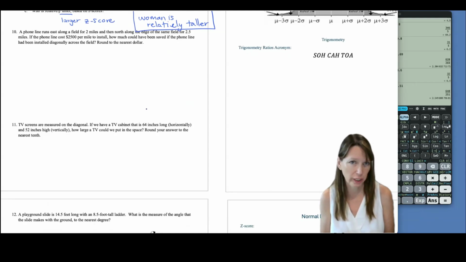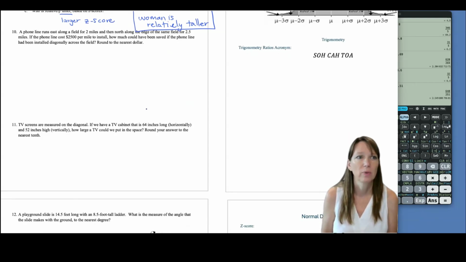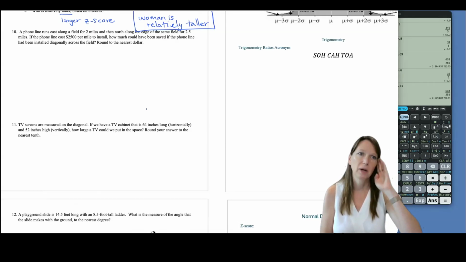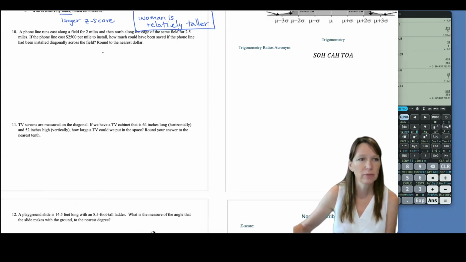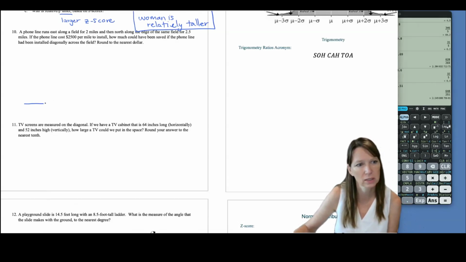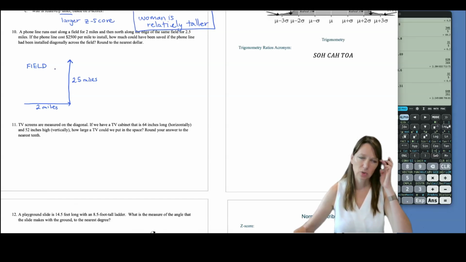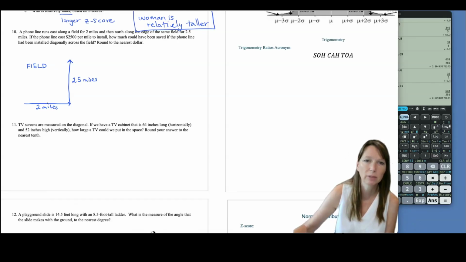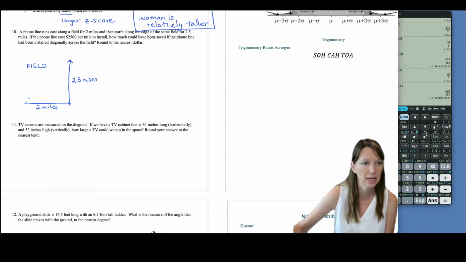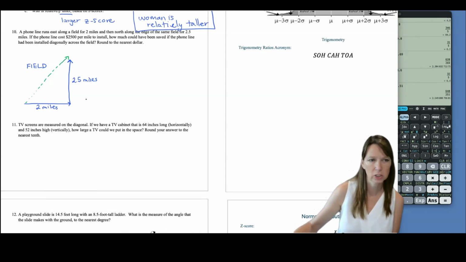Now we're getting into trig. A phone line runs east along a field for 2 miles and then north along the edge of the field. So we're going to go east and then you're going to go north. So you've got this field up here, 2 miles east, 2.5 miles north. And if the phone line costs $2,500 per mile to install, how much could have been saved if the phone line had been installed diagonally across the field, round to the nearest dollar?